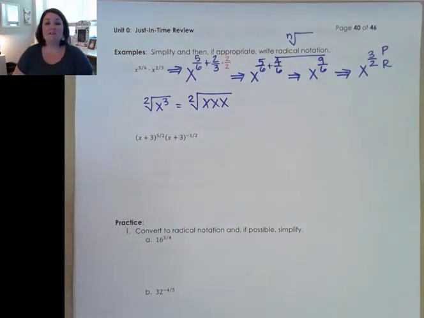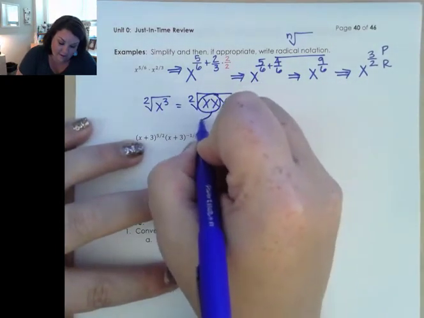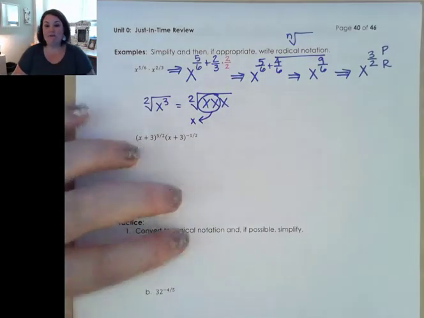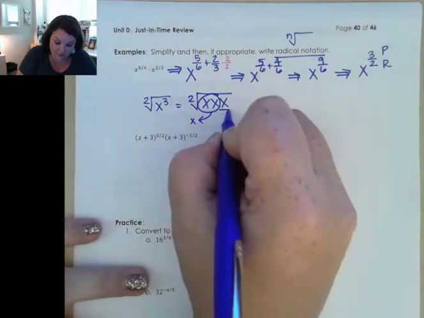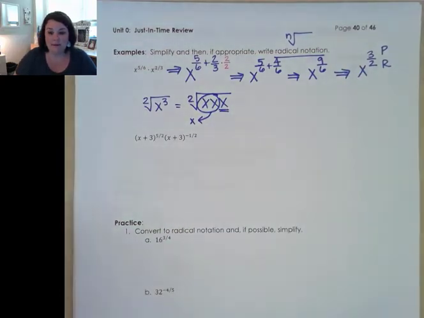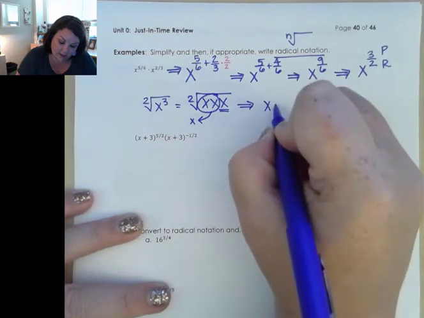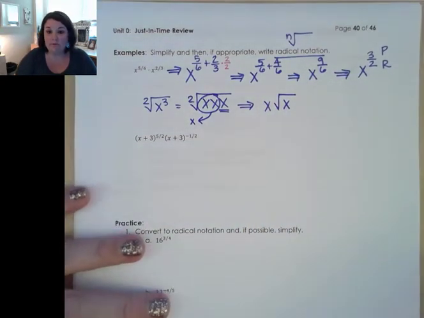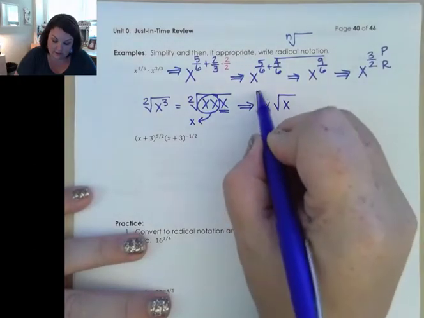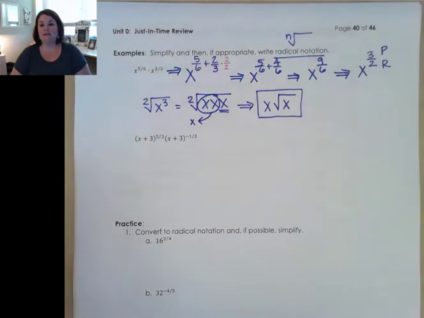To simplify a square root, I have to have 2 copies of a base. So here, since I have 2 copies of an x, that means I can take an x out, and I'll be left with that additional copy. Okay. So here's the x that I brought out, and then the x that's left over under my square root. And I leave it like that. Okay. Let's look at another one.